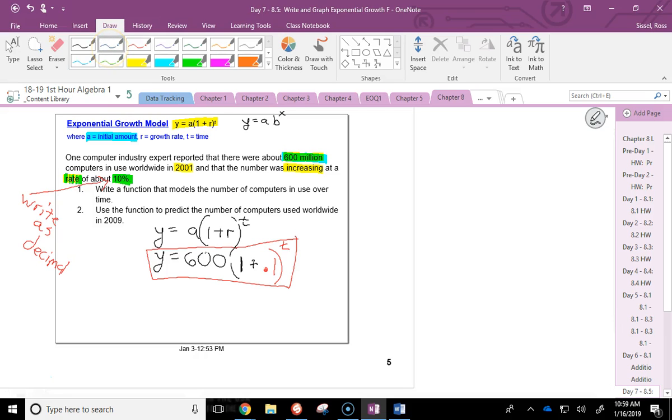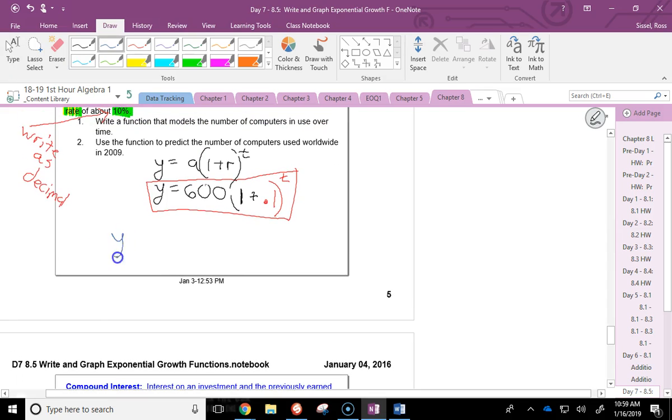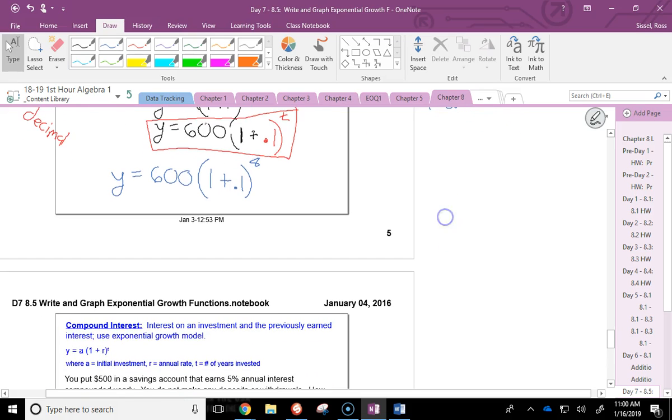Number 2, it says, use the function to predict the number of computers used worldwide in 2009. Okay, y equals 600, 1 plus 0.1, and in time, well, we're in 2009. 2009 minus 2001 is 8 years. So our exponent is 8. This would simplify to 600 times 1.1 to the 8th power.